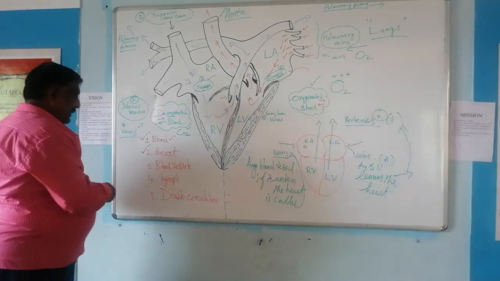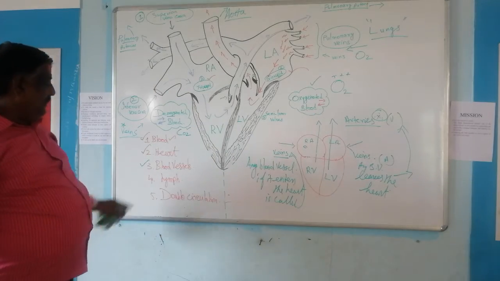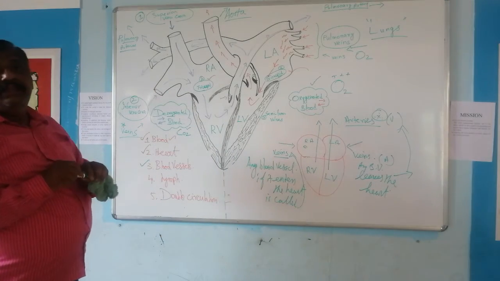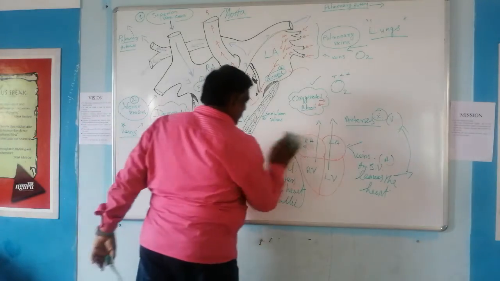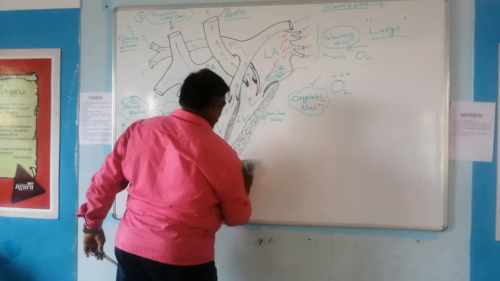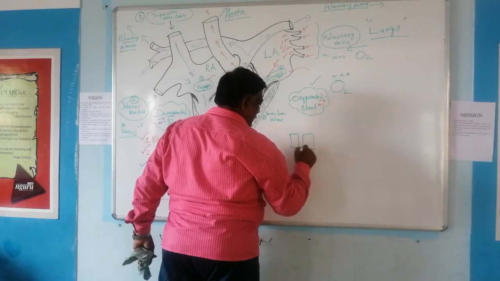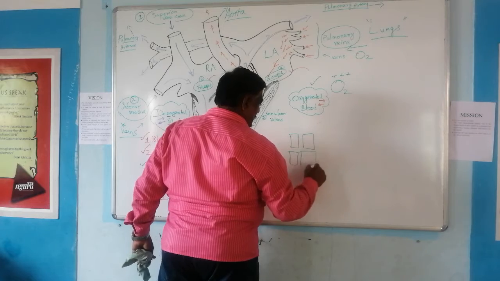So blood vessels are over. I have explained two types of blood vessels. Now we are going to see about the liquid, lymph. Lymph is nothing but, suppose these are the cells. Imagine I am drawing the cells.